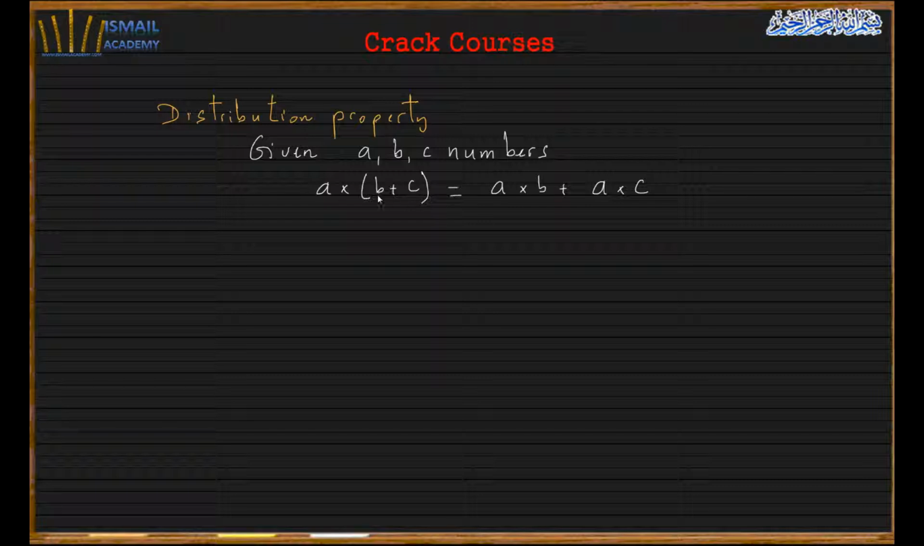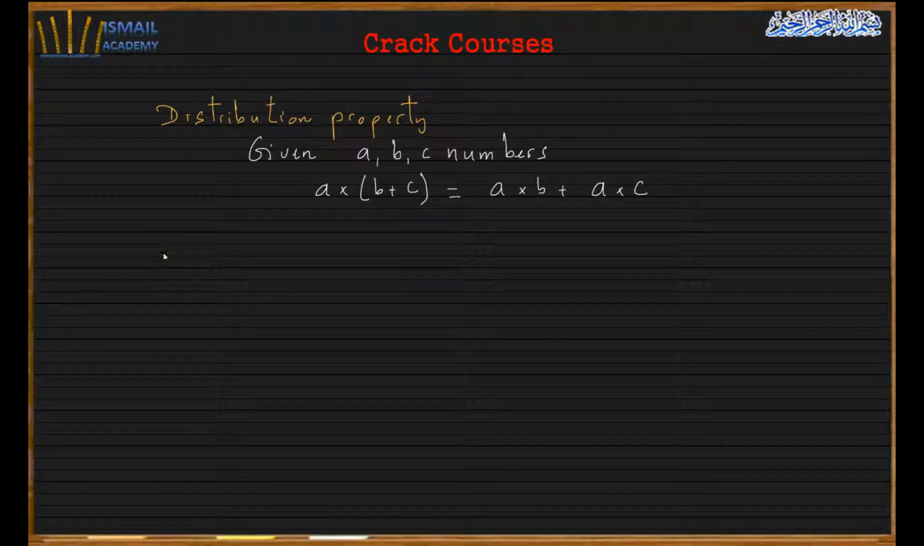So if I have 3 terms here, I multiply that number with each term of that addition. If I have 4 terms, and so on. So I multiply each term by that number. So we will see the application with numbers. Let's pick an example.